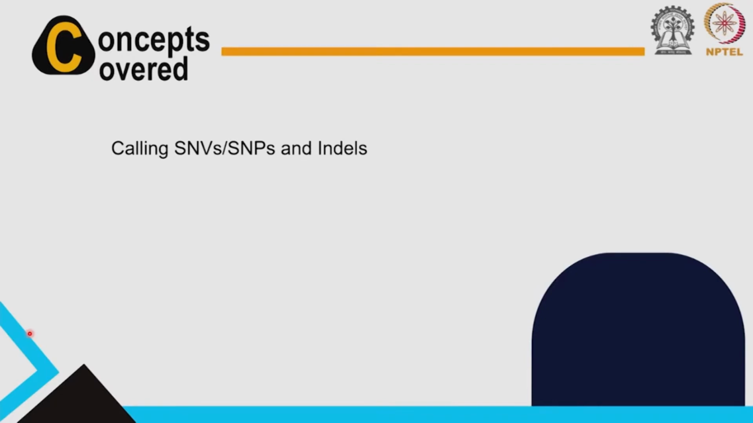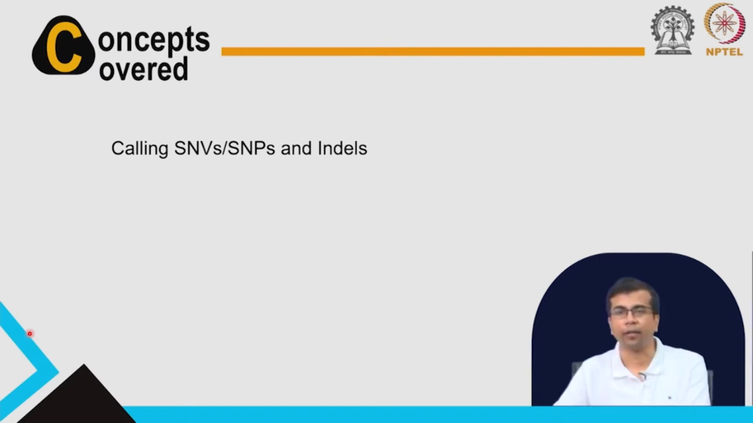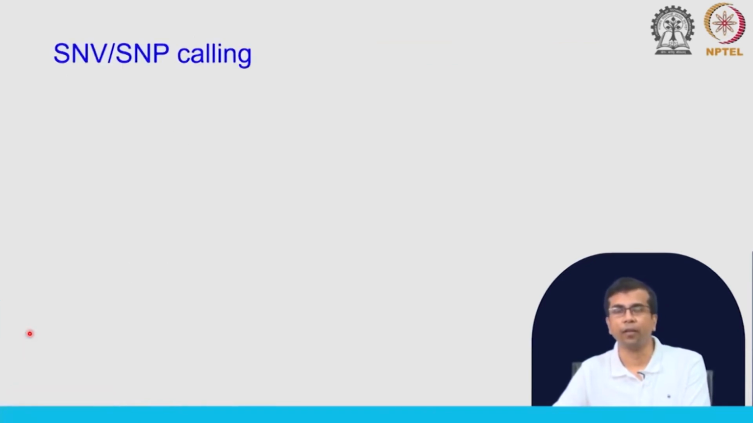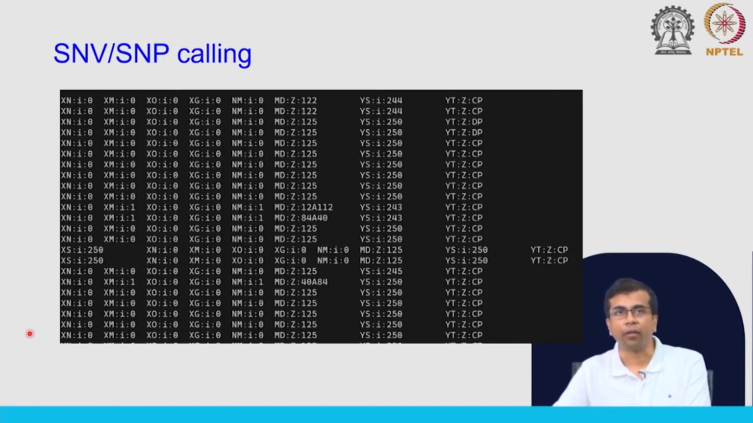We will be talking about SNPs and indels and how to call them from the map data that we have generated already. These are the keywords that will come across: SNPs, indels and qualities. The quality score is important when you are describing or identifying these SNPs. Now we can talk about this SNP calling.